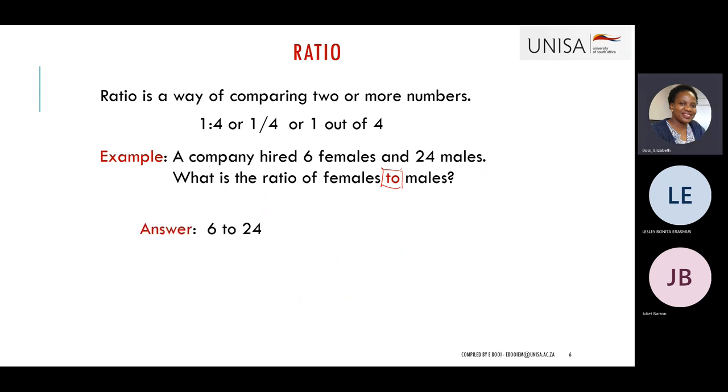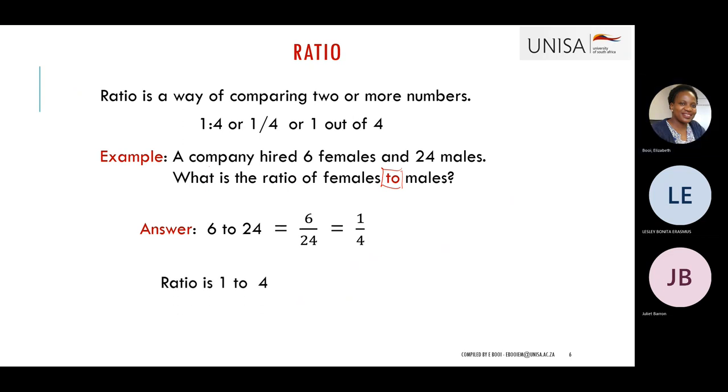So we know that we are given 6 females to 24 males, and we can simplify it even further by writing it in a fraction format, 6/24, and it gives us 1/4, which means there is 1 female to 4 males. 1:4. And in terms of ratio, we say the ratio is 1:4, 1 female to 4 males.